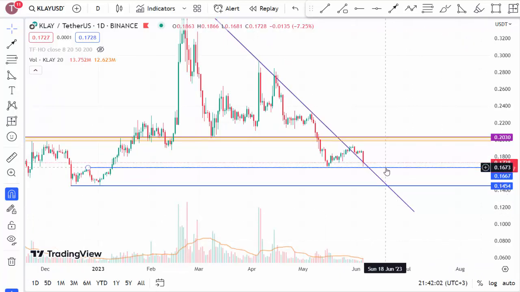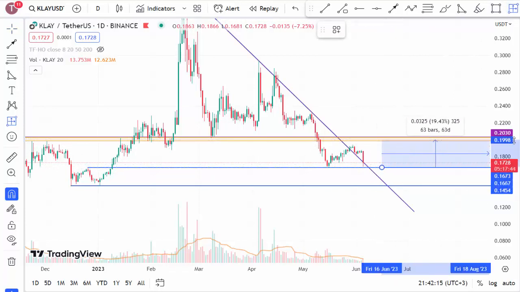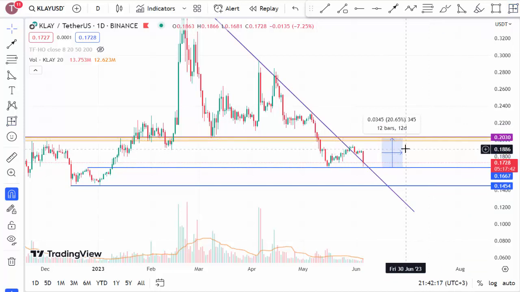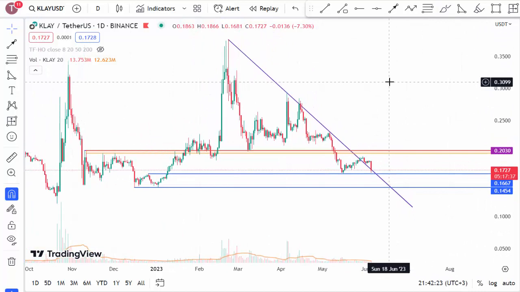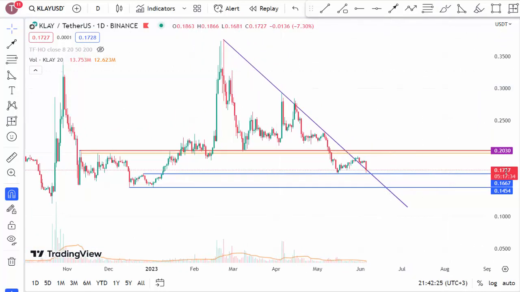If this level is broken to the downside, we can expect the price to drop towards the 0.1454 level. After this level is breached, a position can be opened with a stop loss set approximately 1.5% below it. If the price starts to rise after this level, it will initially reach the resistance zone with an increase of approximately 18 to 20%, which would be a good gain for us.